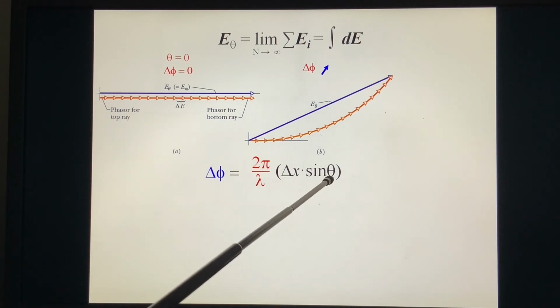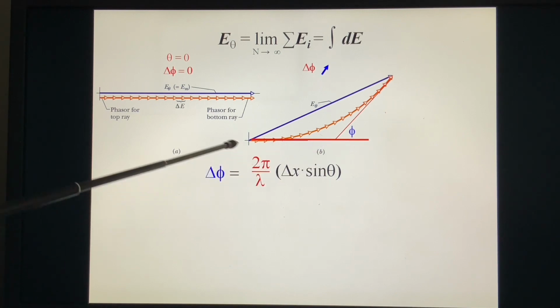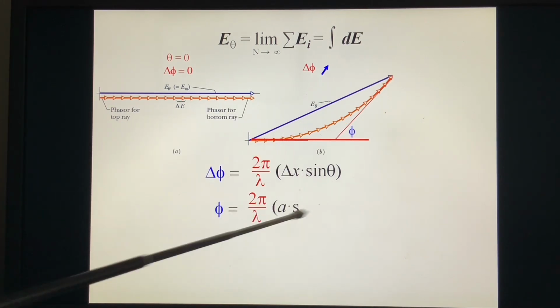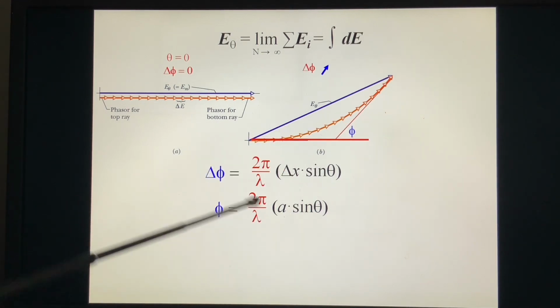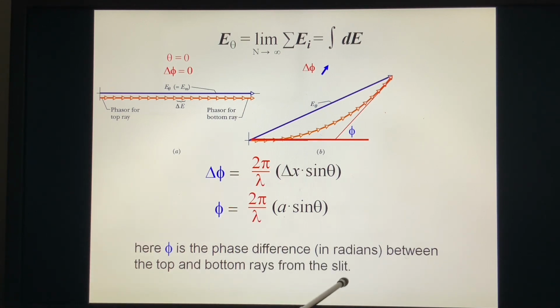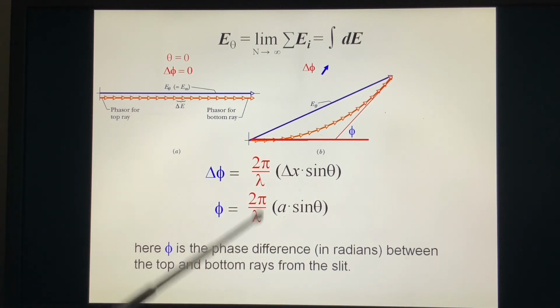Now, if we increase theta again, we go further to the side. Before we do that, we have a new concept. This is the first phasor's phase, and this is the last phasor's phase. The difference, they call it phi, equals 2 pi over lambda times a sine theta. Phi is the phase difference in radians between the top and bottom rays from the slit of width a. So this is a sine theta instead of delta x. Phi is the phase difference between the top and the bottom line from the slit.